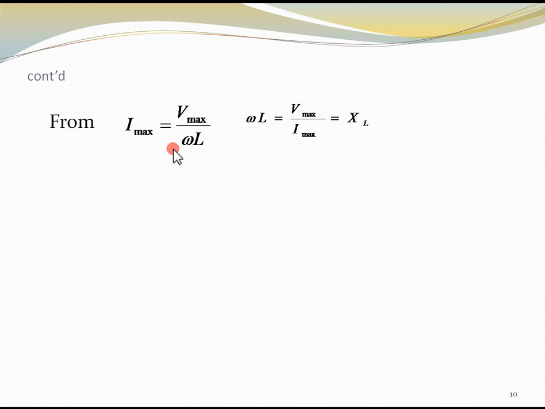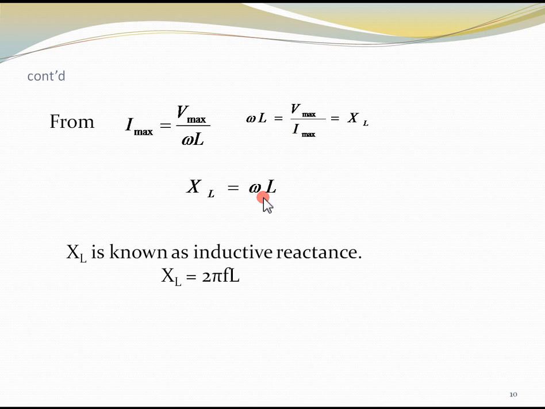Again, just like what we did for the capacitance, I max is V max over omega L. So omega L is V max over I max. But V over I is a kind of resistance. Here in this case, we say reactance. So XL equal to omega L is the inductive reactance.